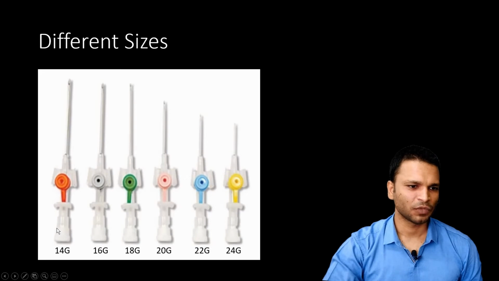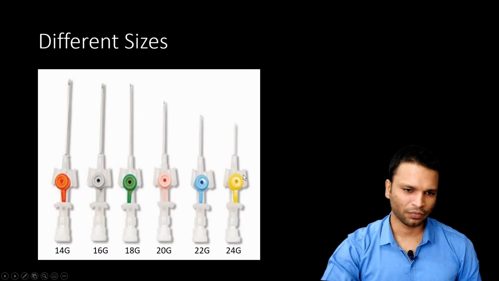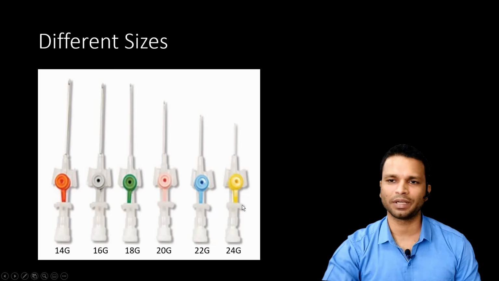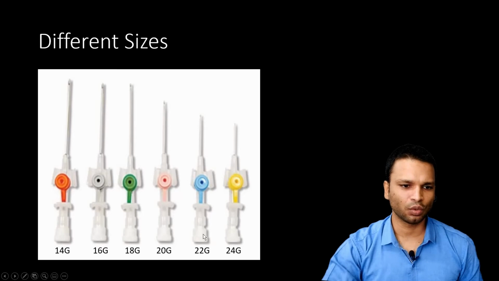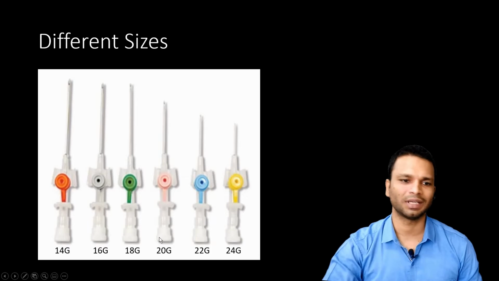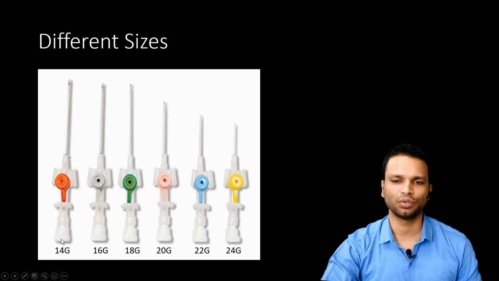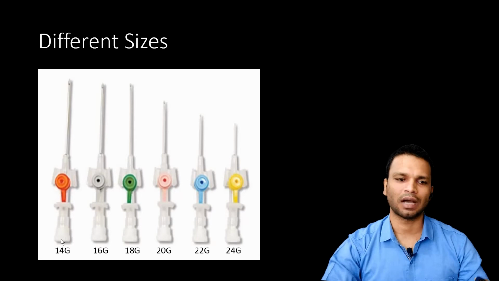You can see 14 gauge cannula, 16 gauge cannula, 18, 20, 22, 24 gauges. 24 is the smallest of these and 14 is the largest. 24 is used for pedo patients, young patients, infants, whereas 22 and 20 gauge needles are the most used in the adults, whereas 16 gauge, 14 gauge cannula are used when you need to do a rapid infusion of the IV fluids.